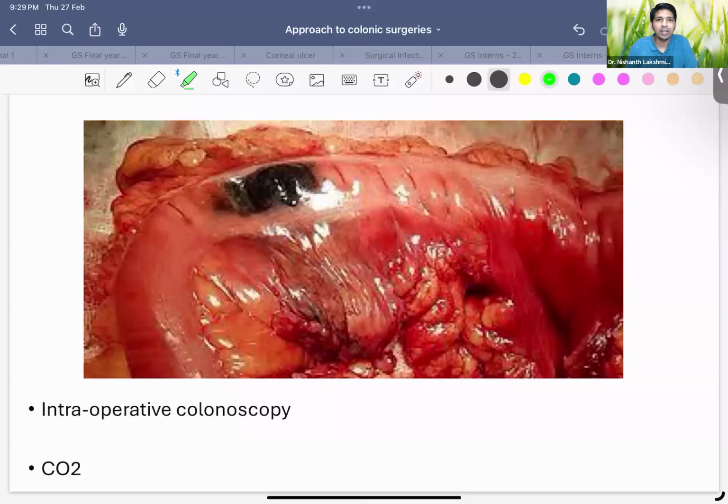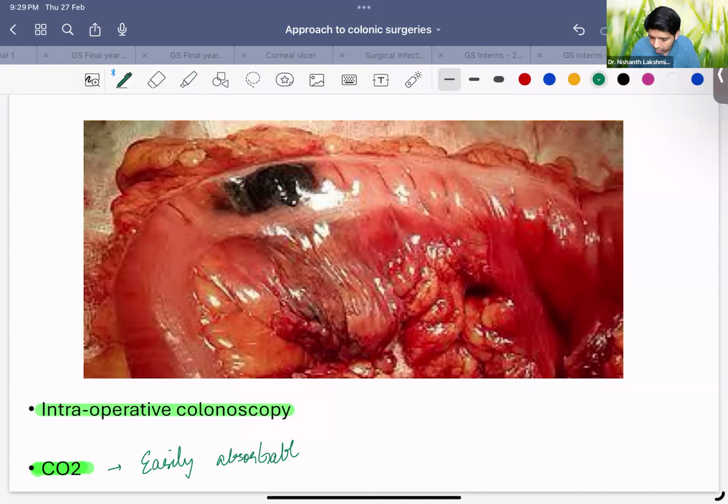Now coming to what Nikita said, if at all this technology is not available with you, you can try to do an intraoperative colonoscopy, but use it with carbon dioxide instead of the regular air. Because they say carbon dioxide is easily absorbable. So that time that distension might come down much faster as compared to the other times. So that might make your surgery a lot easier technically.